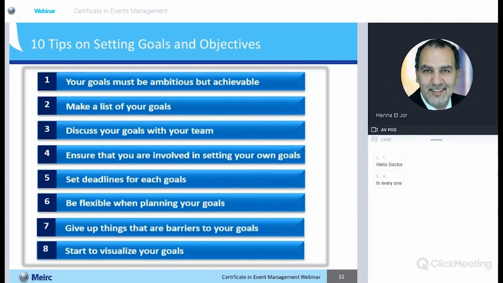Achievable. Please do not set any goals for your team that are impossible. Why? Because you will run into problems and issues. They will be demotivated. Okay, challenging. It needs to be challenging, but definitely not impossible.